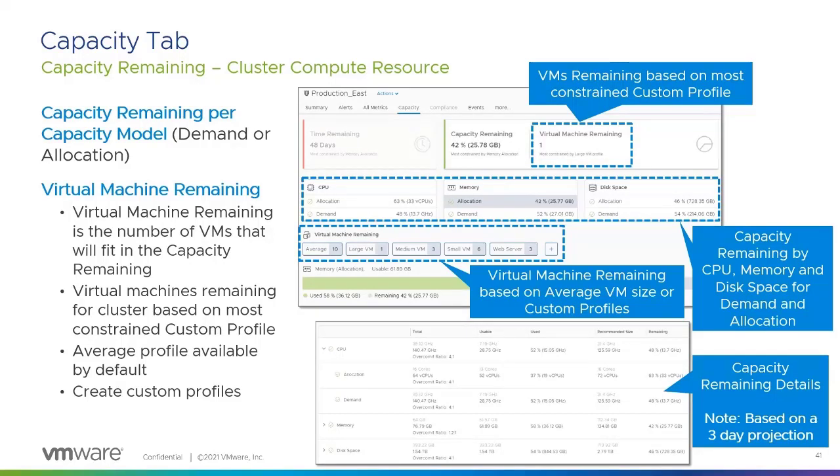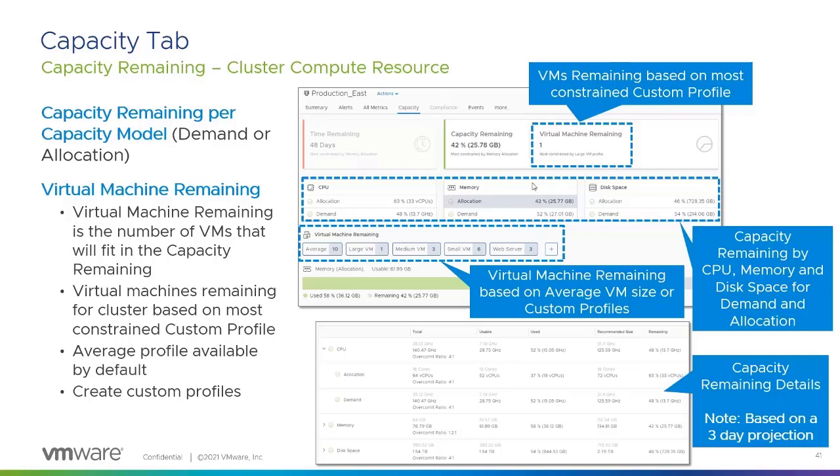The capacity remaining, the virtual machines remaining, is by default based on the average VM profile. So it looks at the average size and utilization of the virtual machine in the cluster. But you can actually define custom profiles, and then the system can figure out the VMs remaining based on any custom profiles that you define as well.